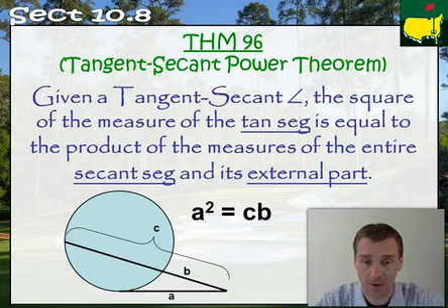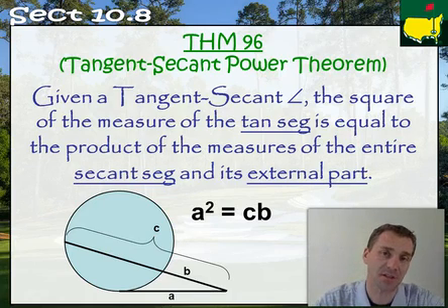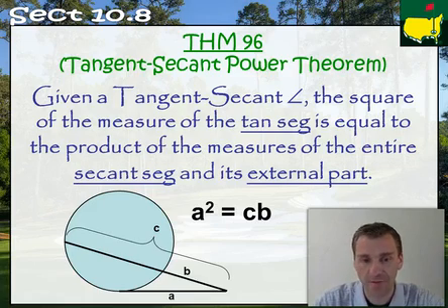It's the square, A squared, that thing right there, the length of the tangent segment squared, is equal to the entire secant segment and the external part. This is exactly how it works.